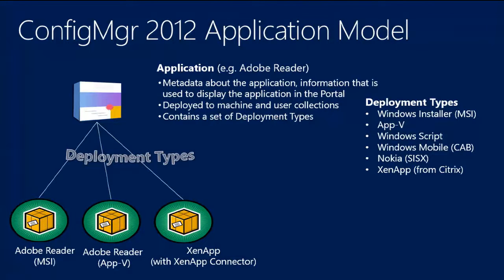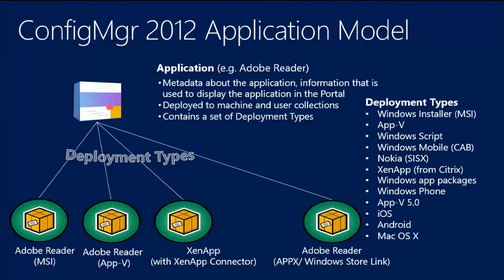And for example, we could have an MSI version of an application. You could have an AppV streamed version of the app. We also had some partners like Citrix extend this. We could also support the Windows script and things. But with all the new challenges that we have outlined in the previous slide, what we've really done is invested a lot more in the app model so that we now support Windows Phone, the latest version of AppV 5.0, iOS, Android, and Mac OS X, all through the application model.